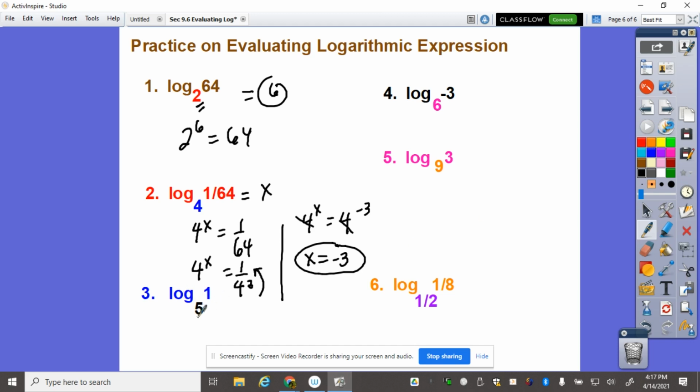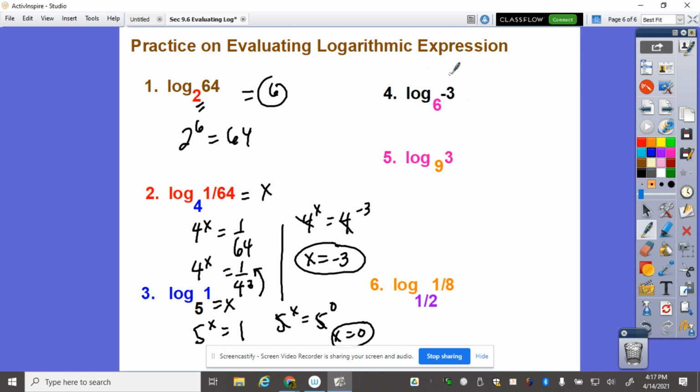Next, log of 1 with a base of 5. And then again, we'll set it equal to x. 5 to the x is equal to 1. We know that 5 to the x is equal to 5 to the 0. And 5 cancels out, so therefore x equals 0.